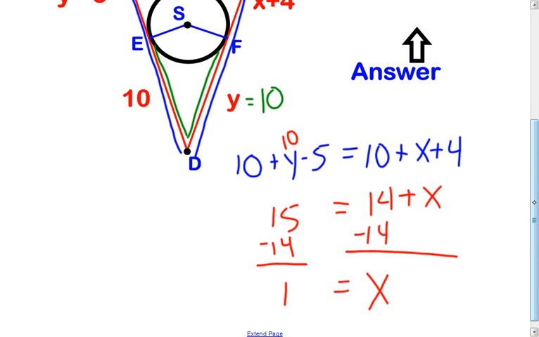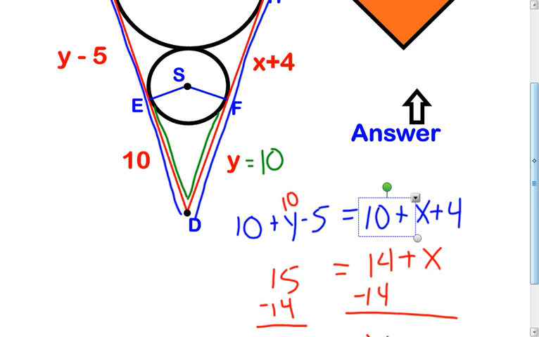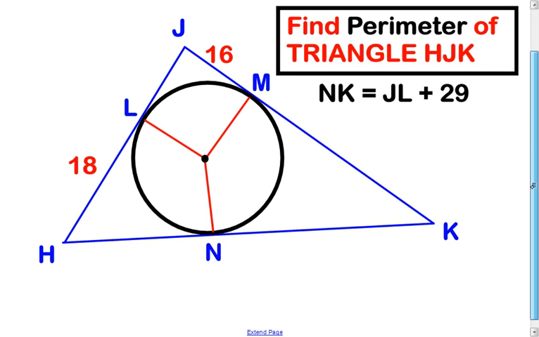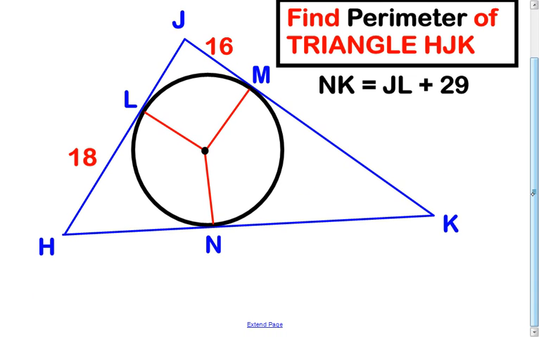Just by using the theorem that says that tangent segments that share an endpoint are going to be congruent. And I use essentially two equations, one here, this one was pretty straightforward, and then I set this one up using the larger tangent segments. And then my last one, I want to find the perimeter of triangle HJK. And it gives me some information in the picture, and it gives me this little equation here.